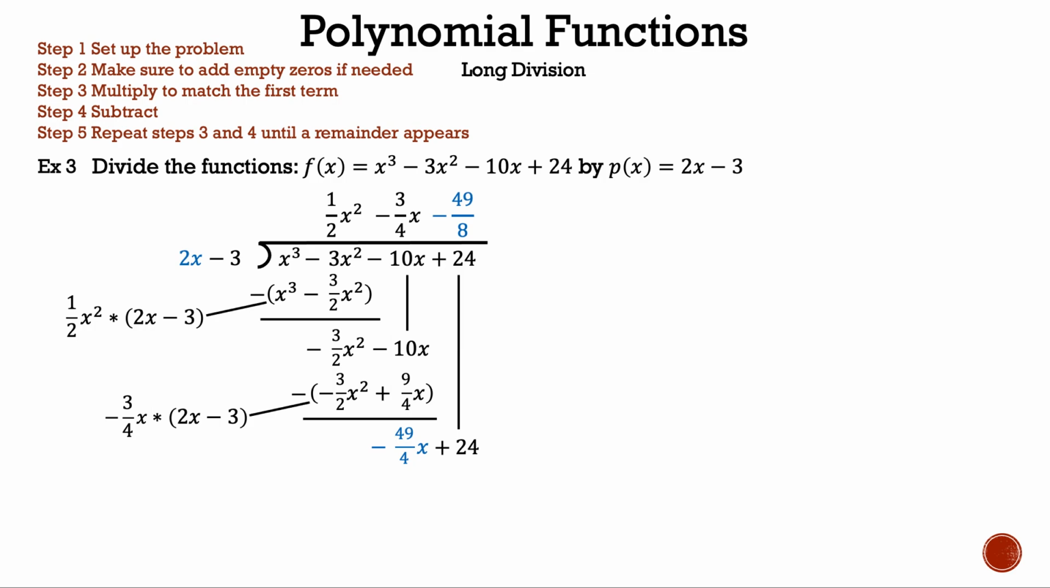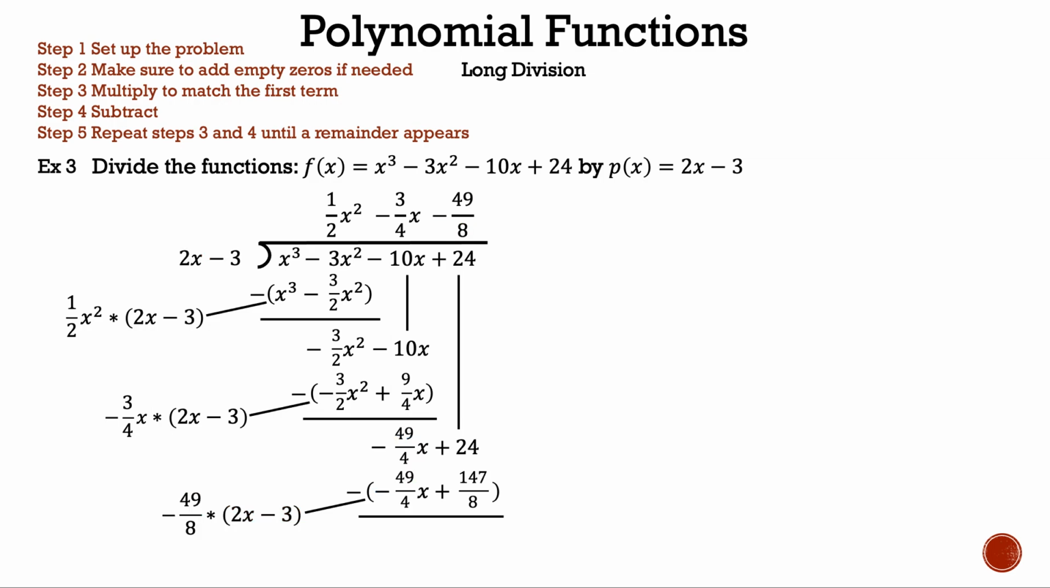That is correct, negative 49/8. Make sure to put negative 49/8 above the same degree as our dividend. So now we need to multiply negative 49/8 and the quantity of 2x minus 3, and the result, negative 49/4 x plus 147/8, goes under the negative 49/4 x plus 24.